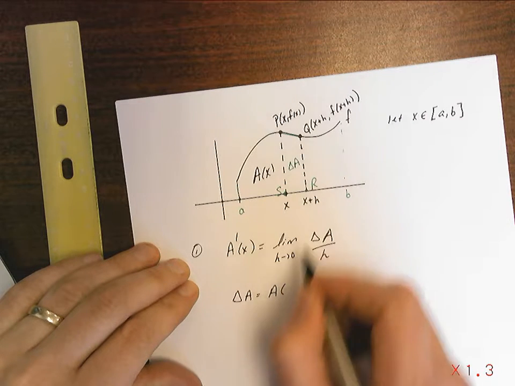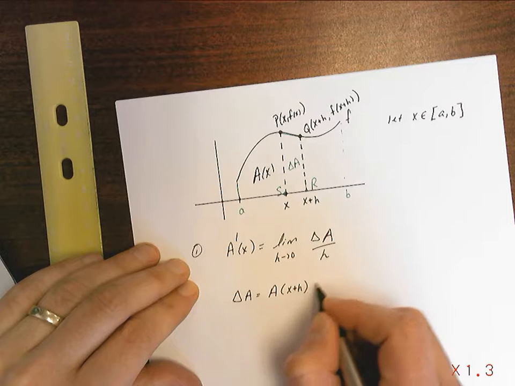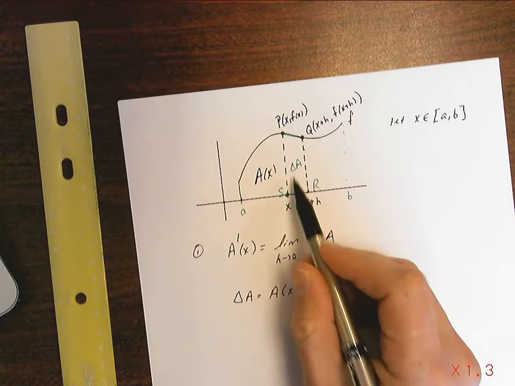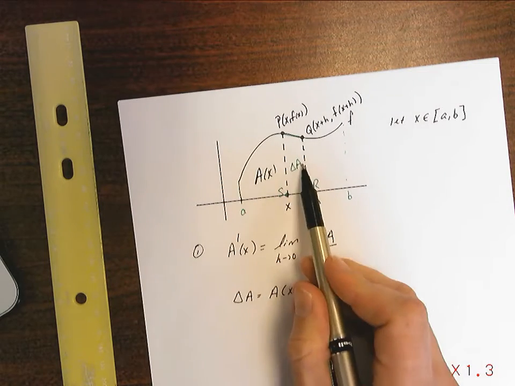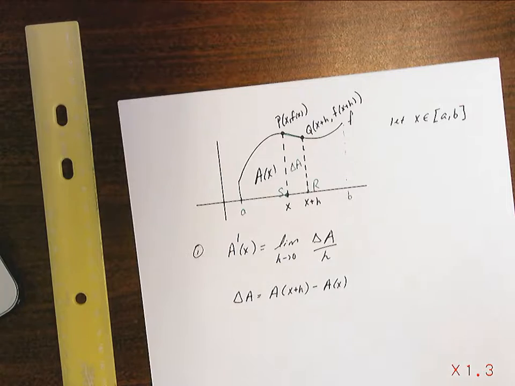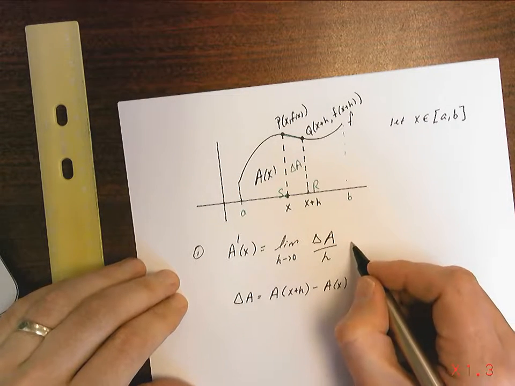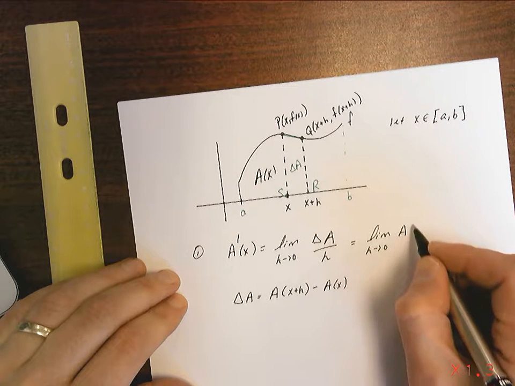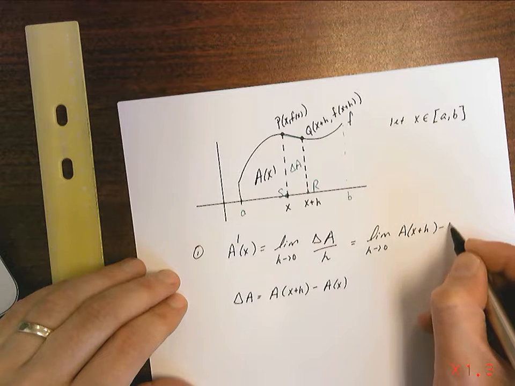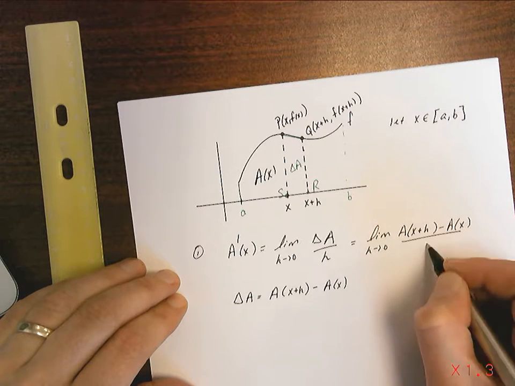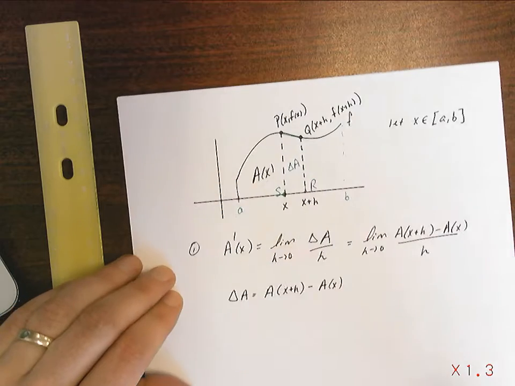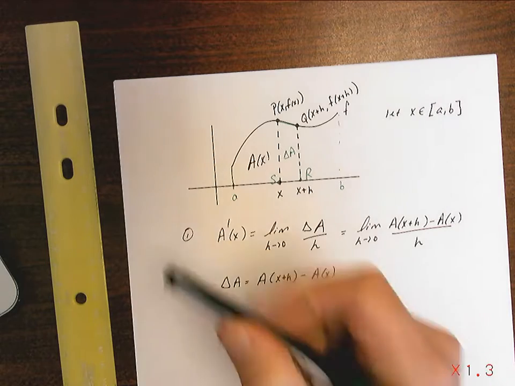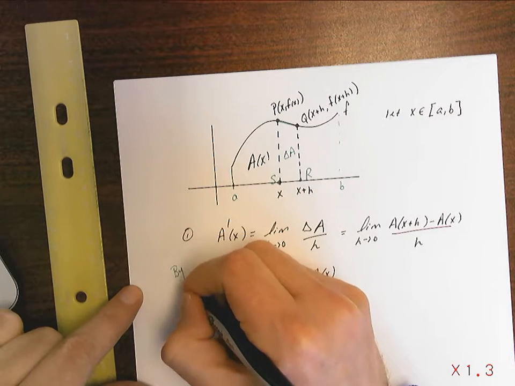up to x plus h minus the area up to a. So delta A will equal this entire area subtract that area. So these two ideas can be put together, and what you would have is the limit as h approaches 0 of A of x plus h minus A of x over top of h. And that would be the derivative of that area function, just by definition. Okay? So this is just a thought by definition.